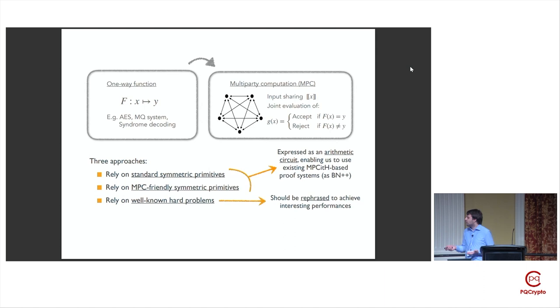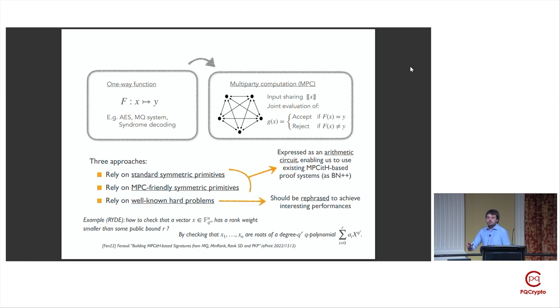It's a kind of arithmetization of the problem. Let's take just one example to illustrate what I'm saying. In the case of the RYDE signature scheme, RYDE relies on the syndrome decoding problem in the rank metric. So there is the problem of how we can efficiently check that a vector has a rank weight smaller than some bound R. If we express it as an arithmetic circuit directly, it will not be beautiful.